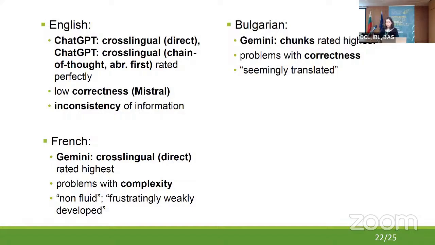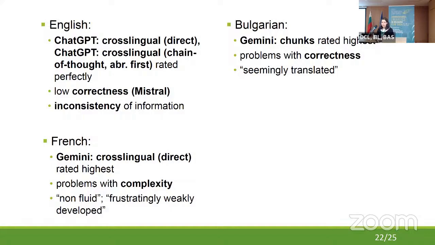The Mistral model was associated with low correctness, and inconsistency of information was noted, such as, for instance, the little duckling being referred to as it or he in different parts of the text, or the same event taking place more than once. For French, the highest rated model was Gemini Cross-lingual Direct. Problems with complexity, both in terms of vocabulary and grammar, were noted. And some comments included that the texts were not fluid or frustratingly weakly developed.